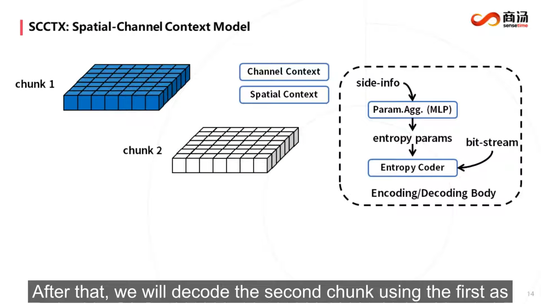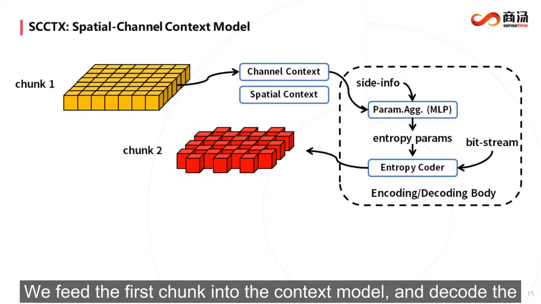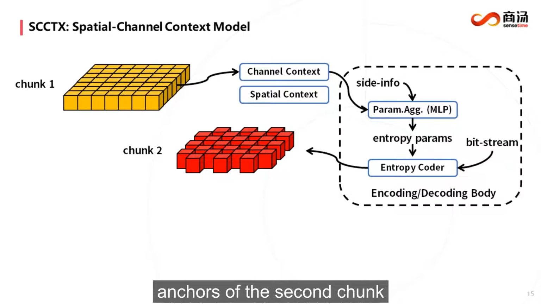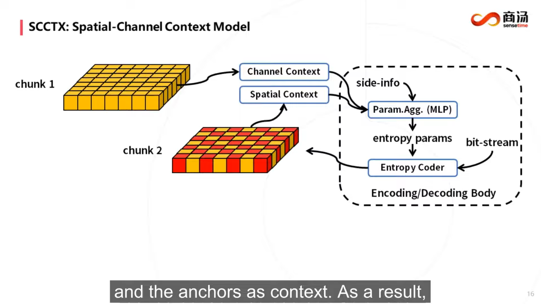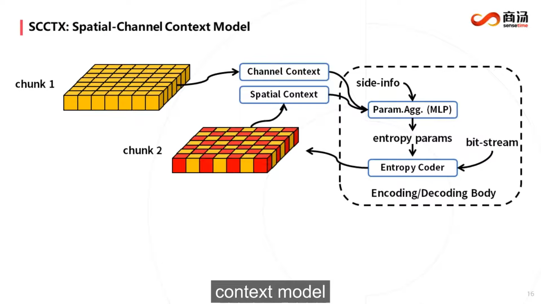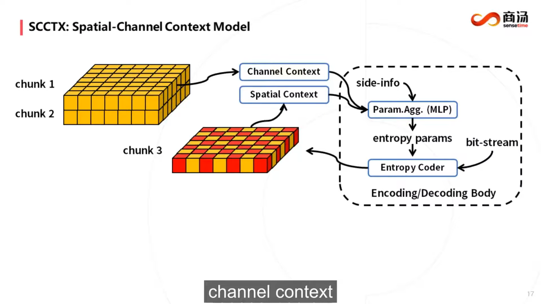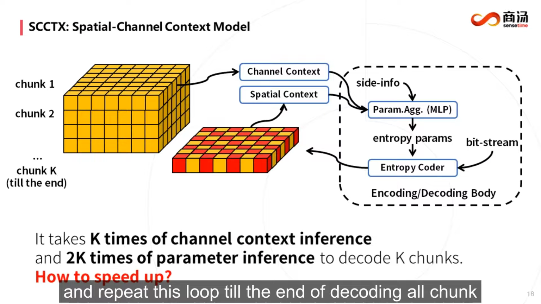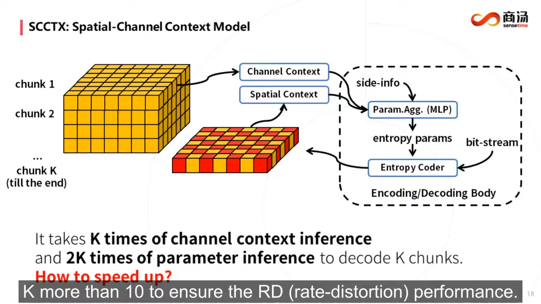After that, we'll decode the second chunk using the first as channel context. We feed the first chunk into the context model and decode the anchors of the second chunk, and then decode the other half with both the first chunk and the anchors as context. As a result, the second chunk is decoded using both spatial and channel-wise context models. And then we decode the next chunk with the obtained chunks as channel context, and repeat this loop till the end of decoding all chunks. This chunk-by-chunk decoding costs a lot, as we usually use a K more than 10 to ensure the best performance.